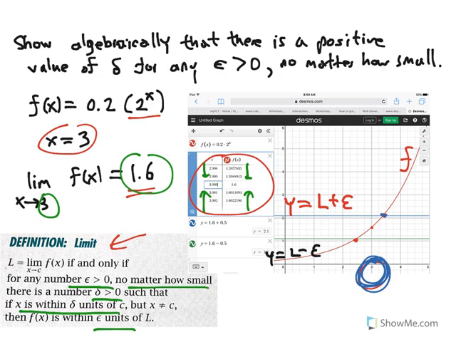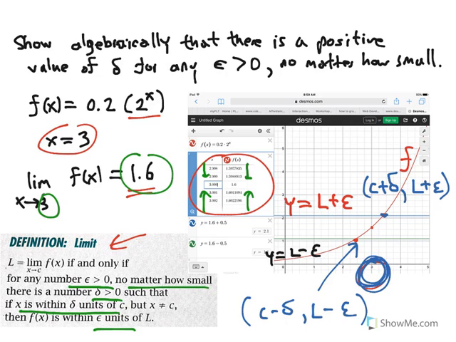In fact, this point here would have coordinates L plus epsilon for y and C plus delta for x. And the point down here will have coordinates L minus epsilon for y and C minus delta for x. And of course you can replace L with 1.6 because the limit in this problem is 1.6. And you can replace C with 3 because C is equal to 3 in this problem.